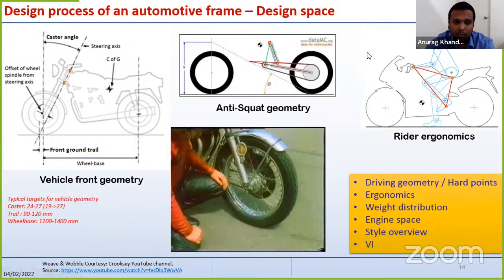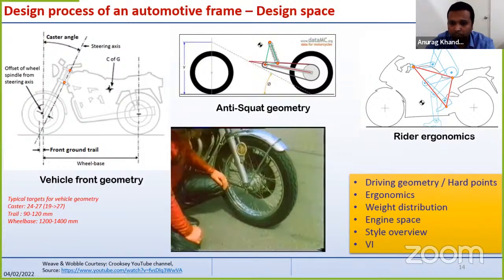Apart from this, the third image that you see is rider geometry. The frame also helps to maintain the rider geometry. What you see, there are three points. One is the rider H point, then there is a foot peg point on the frame itself, and there is a handle point. Mostly it is controlled by the handle, but even the frame has an impact, because the handle is directly mounted onto the frame.